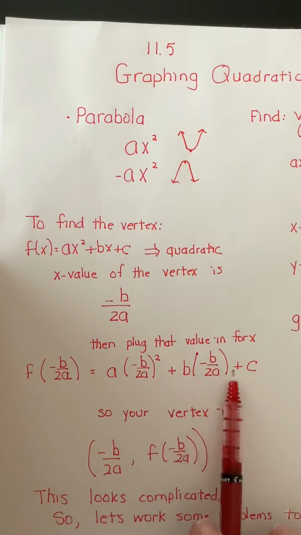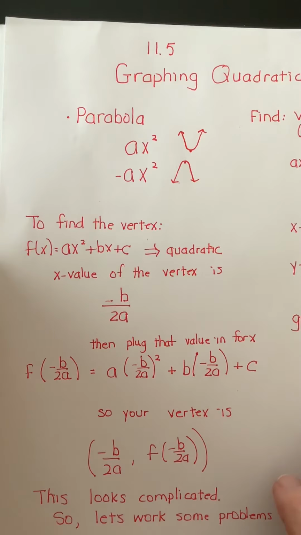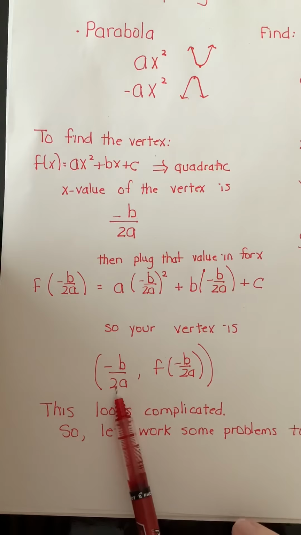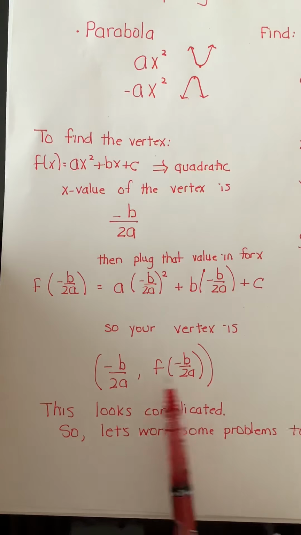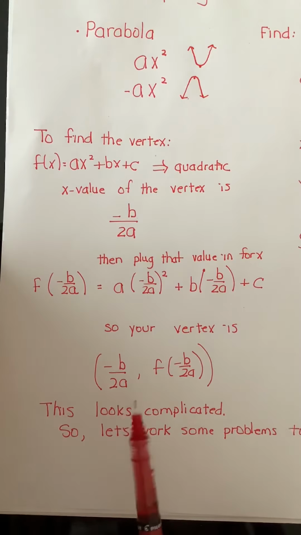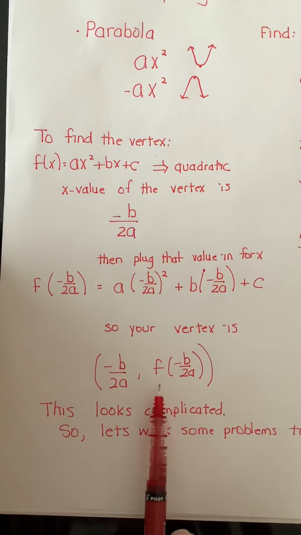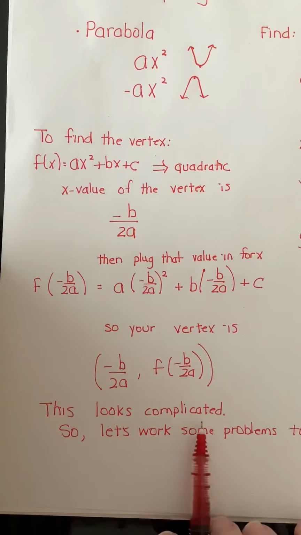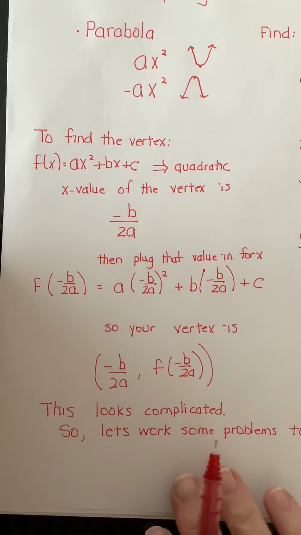So this is what it looks like. That looks horrendous. It's really not. So in mathematical terms, this is your x value. This is your y value. Your x value is the opposite of b over 2a. You have to remember that. That's going to make everything so much easier for some word problems that we're going to do for the rest of this section. And then to get your y value, you just plug your x value back into the function. I'm telling you, this looks complicated. It's not so bad. We will work some problems together.